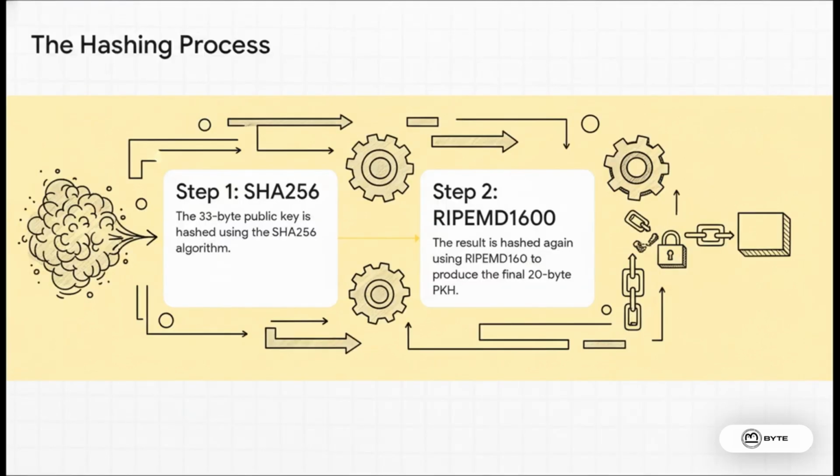And this slide shows that rigid structure perfectly. It's not just one step. For maximum security, the public key is first run through the SHA256 hashing algorithm. Then, the output of that gets immediately run through a second, totally different algorithm called RIPEMD160. This two-step process, using two independent algorithms, creates that final, much shorter, and more secure public key hash.